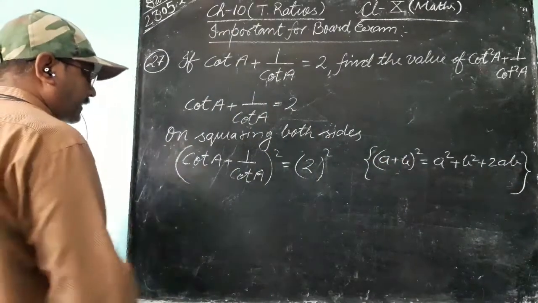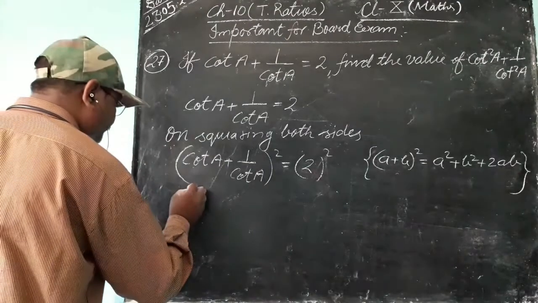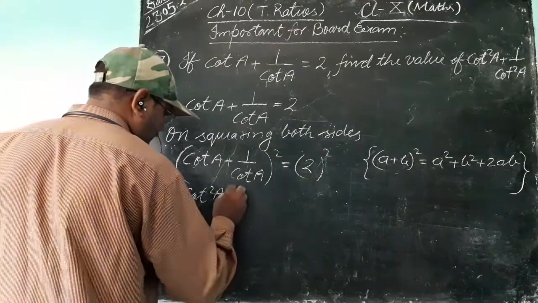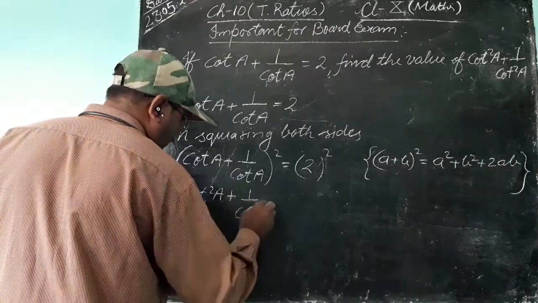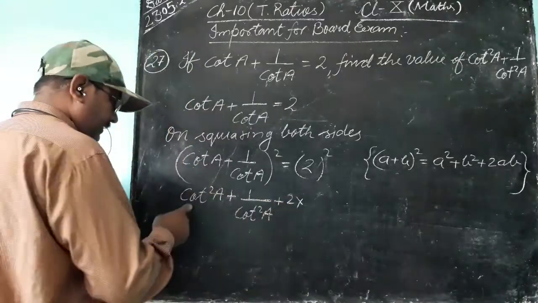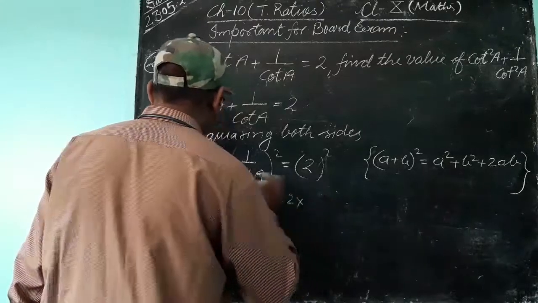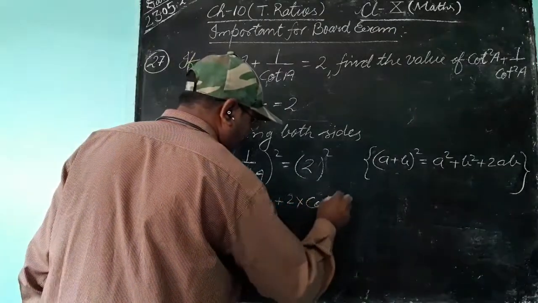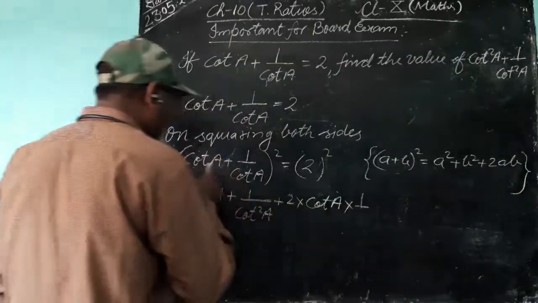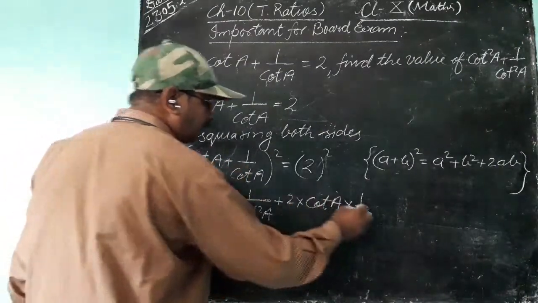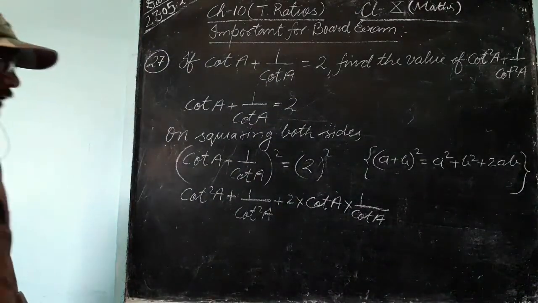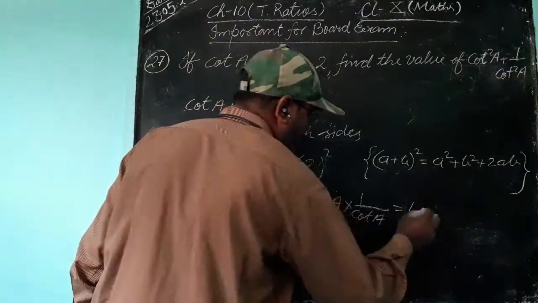Clear? So that will be cot square A plus 1 upon cot square A plus 2 into first number cot A into second number 1 upon cot A. That is, the value of A is cot A and the value of B is 1 upon cot A. Clear students? This is equal to 2 square, 4. Any doubt?